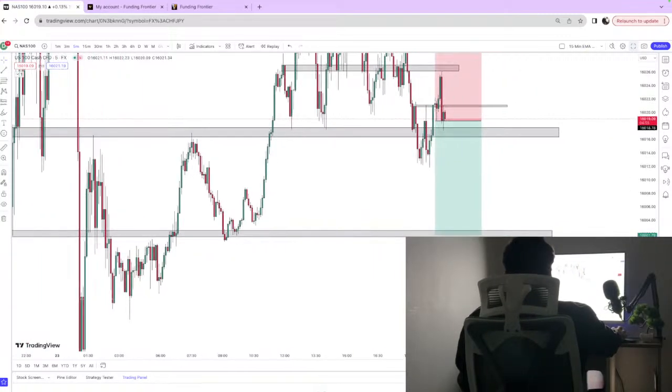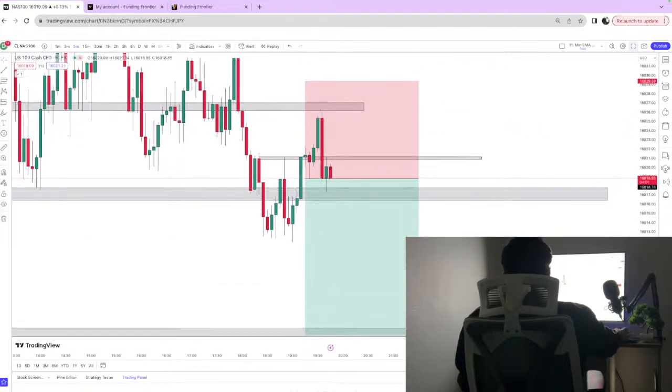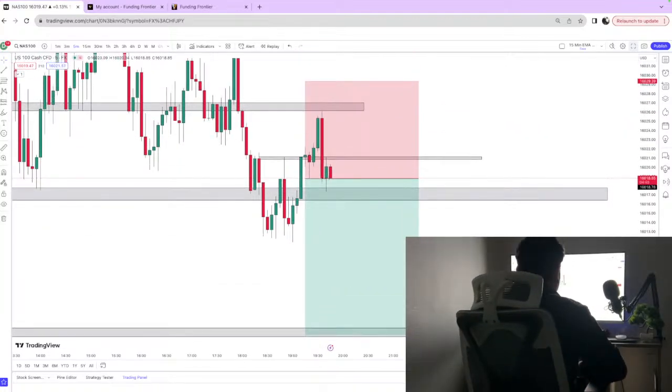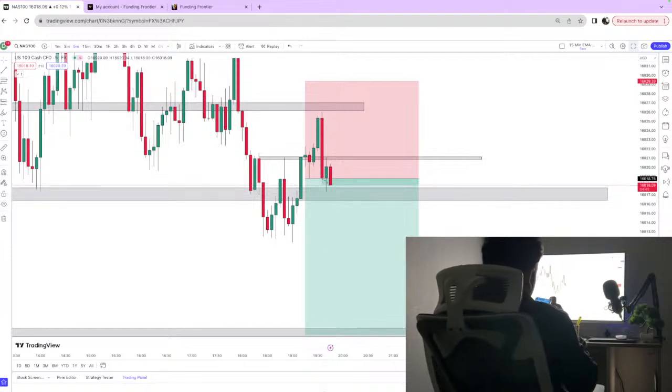Now it's just our patience and the market. Nothing in between. No panicking, nothing like that. We are having our proper risk management. Now just wait for the market to react.